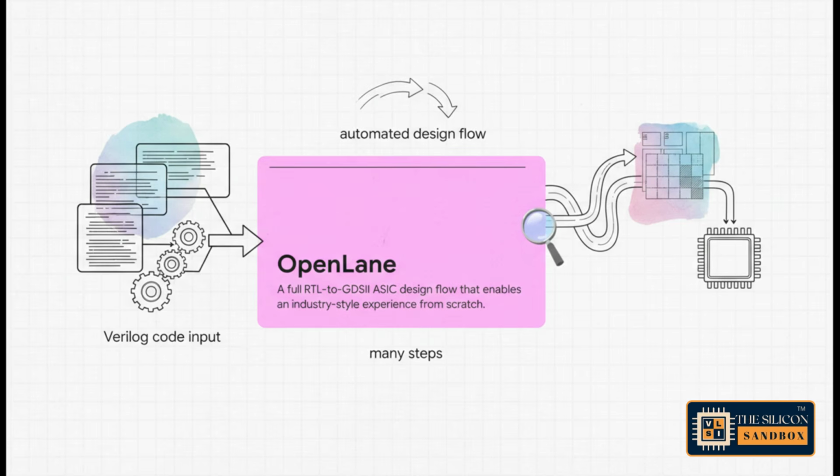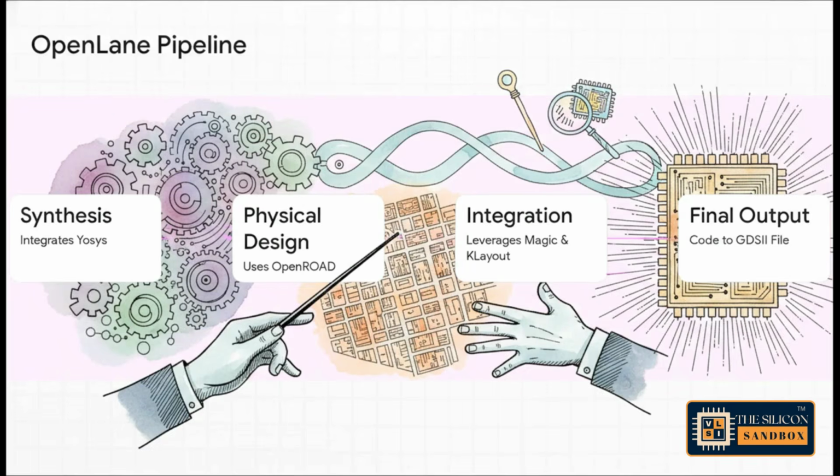You feed it your Verilog code, it runs through dozens of complex steps, and then it spits out a single GDSII file. And that one file is the master blueprint you send directly to the foundry to get your chip made. So you see, OpenLane is really the conductor of the orchestra. It doesn't play the instruments itself.